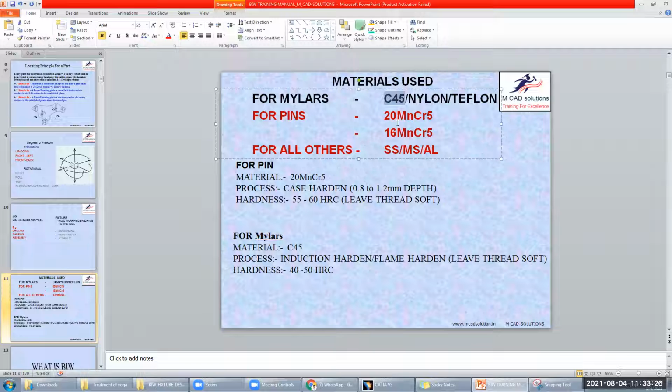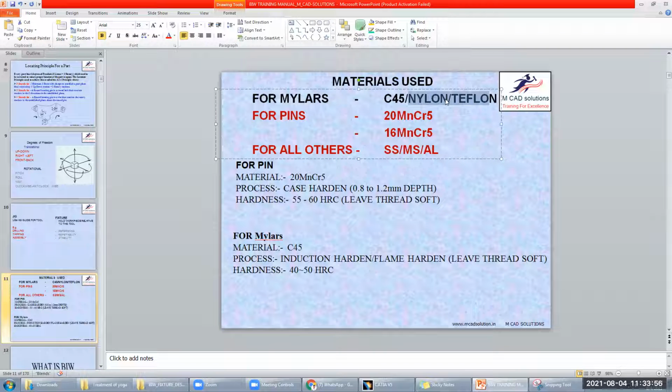So C45 material is now used all over industries. Before that, I think 5 to 10 years back, C40 was the material. Now it is C45. Then nylon and Teflon are soft materials. Here we are using hard material to avoid wear and tear. With soft material, wear and tear will be higher. But we use this material only at a particular area.